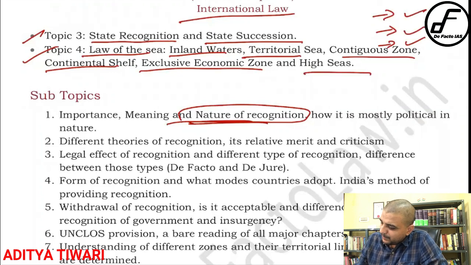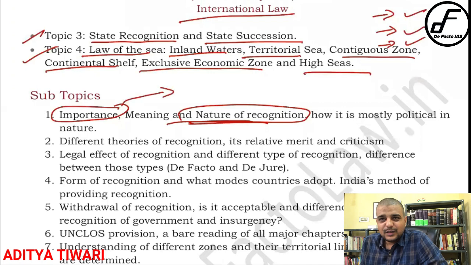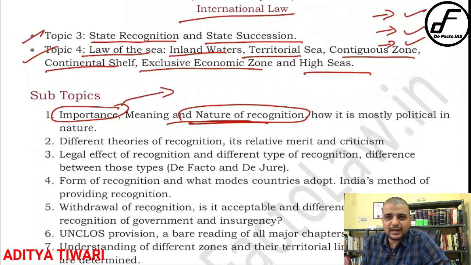When we talk about importance, once you are recognized, you get automatically admitted to international organizations like the UNO, and you can negotiate treaties and so on. It means that once you get recognition, you become politically sovereign. That is the main point. You become politically sovereign, and other states start to treat you as co-equal. That is the most important point.